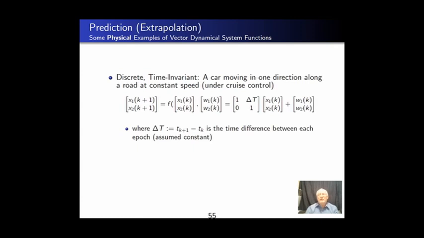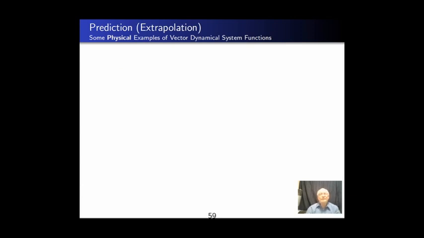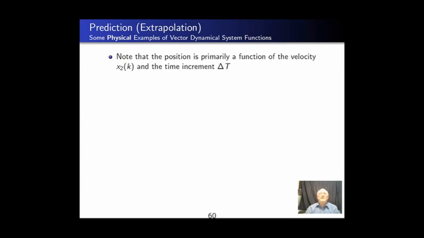So as you can see here, what we're talking about is defining the position as a function of the previous position plus the velocity and the delta time, right? So distance is rate times time. Note that the position is primarily a function of the velocity, x2, and the time increment, and of course the previous position, right?